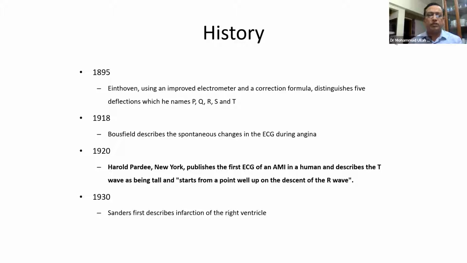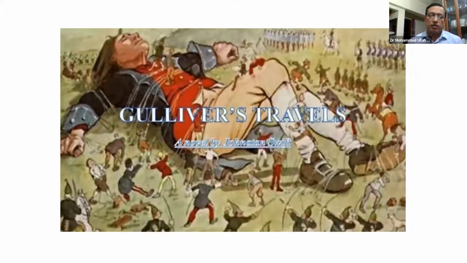He published the first ECG of AMI in human and describes the T wave as being tall, and it starts from a point well up on the descent of the R wave, that is ST elevation. To me, ECG is like some Lilliputians looking at a Gulliver. There are multiple knobs put on different angles in the frontal plane and in the limb plane. This looks at the heart from different angles and gives us the information. We gather all this information and try to find out the final diagnosis.